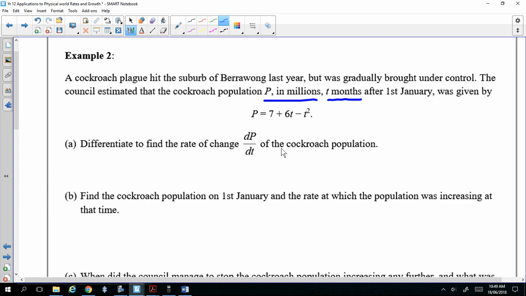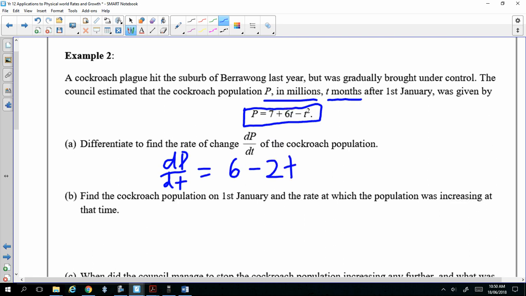The first question they ask you to do is to differentiate to find the rate of change, which is very easy. So differentiate that, which is just 6 minus 2t. Okay, that's the rate of change of the population of cockroaches. And then we're going to find the cockroach population on 1st of January and the rate at which the population was increasing at that time. So you have to find 2 things.